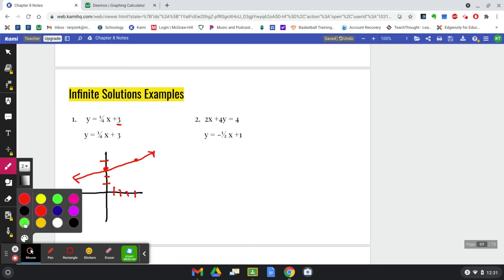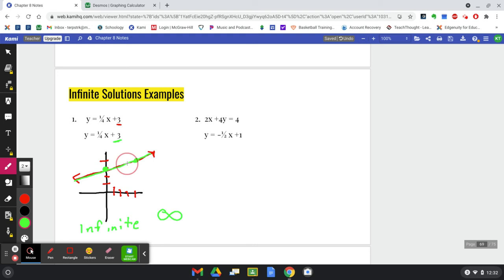There's my first line. All right, my second line, I start at positive 3. I go up 1 over 4. We get the exact same line, right? This would be infinite solutions, right? And you'll see this symbol used, the infinity symbol. That's another way to represent that. It's the same line, so every single point is going to be in common. There's an infinite number of solutions.